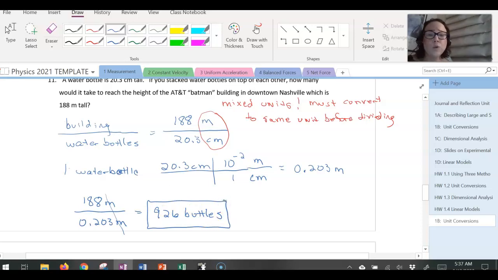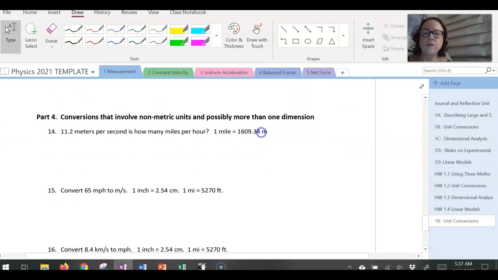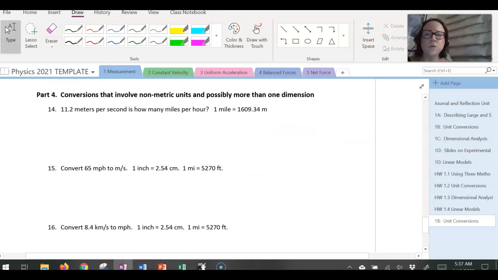Okay, so when you are solving a problem that requires a ratio, make sure that the units are consistent. You cannot do the division with mixed units. And then the final example, I'm going to do one from part 4 here. These are some problems where we have conversions that are going to require us to convert multiple dimensions. Let's just look at the first example.